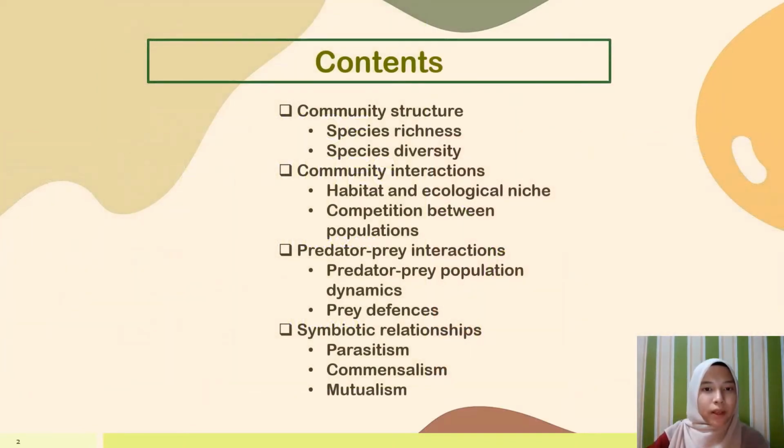So things that we include in our slides are community structure, which consists of species richness and species diversity. Next, community interactions, which consist of habitat and ecological niche, and competition between populations. Next, predator-prey interactions, which consist of predator-prey population dynamics and prey defenses. Lastly, symbiotic relationship, divided into three: parasitism, commensalism, and mutualism.